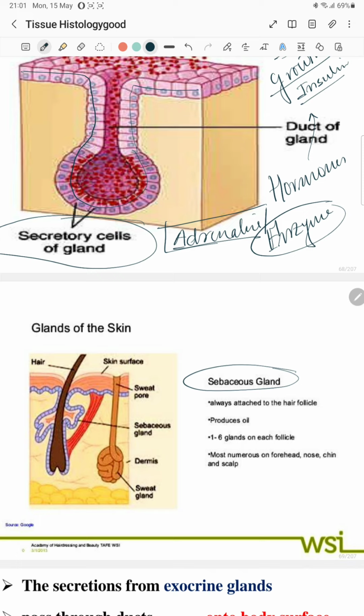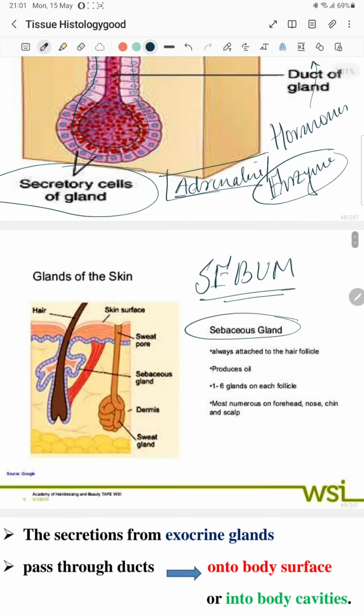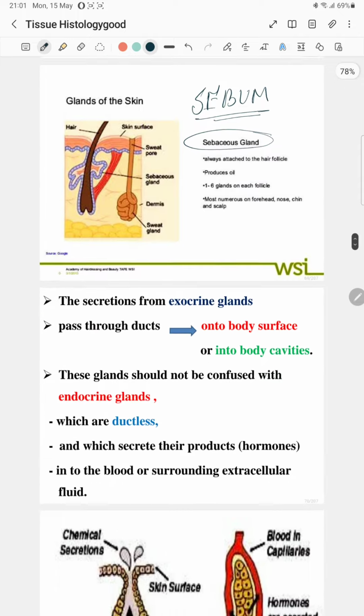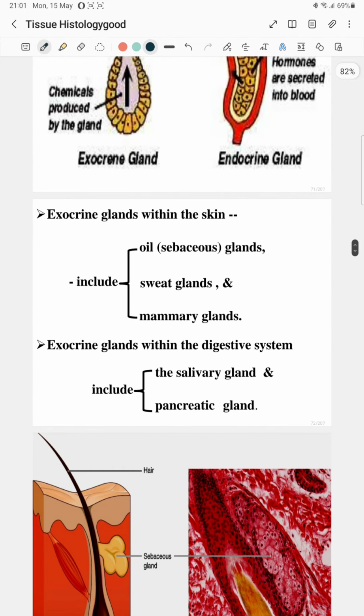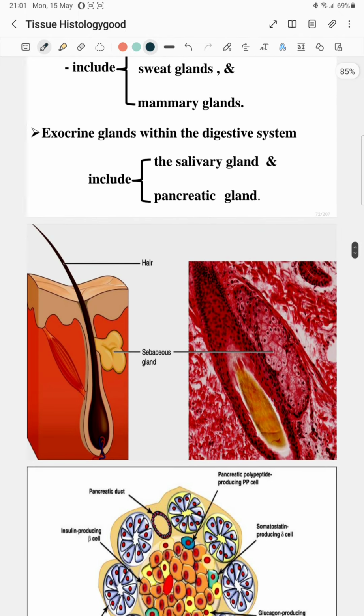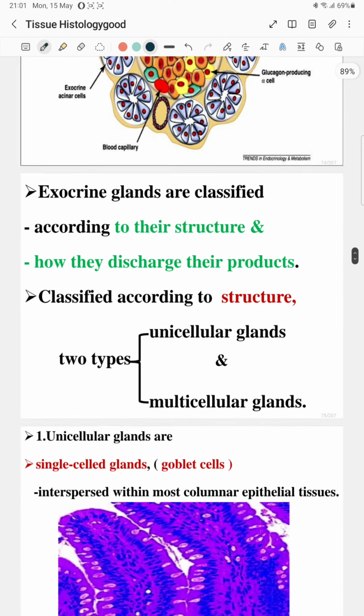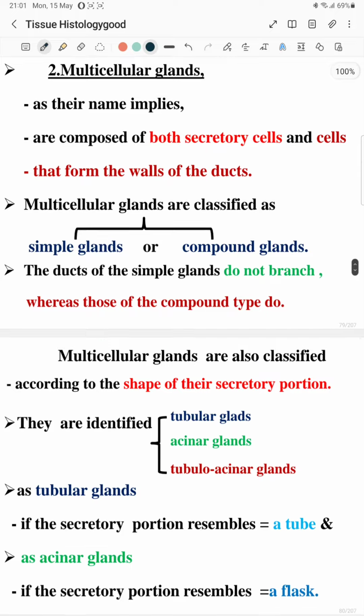It releases a certain chemical which is called sebum, and sebum keeps our skin oily, and it also nourishes our hair follicles. So you can see the diagrams. These are hair. In the hair we have the sebaceous gland, which releases the sebum, so that our skin remains oily and does not get dried. These are not necessary as of now.